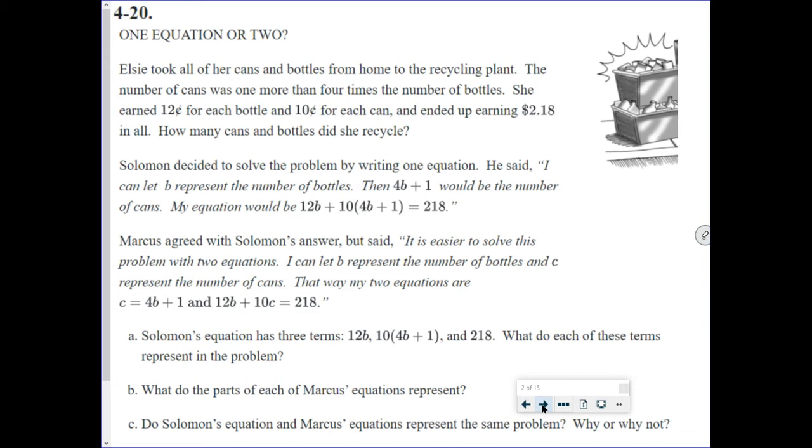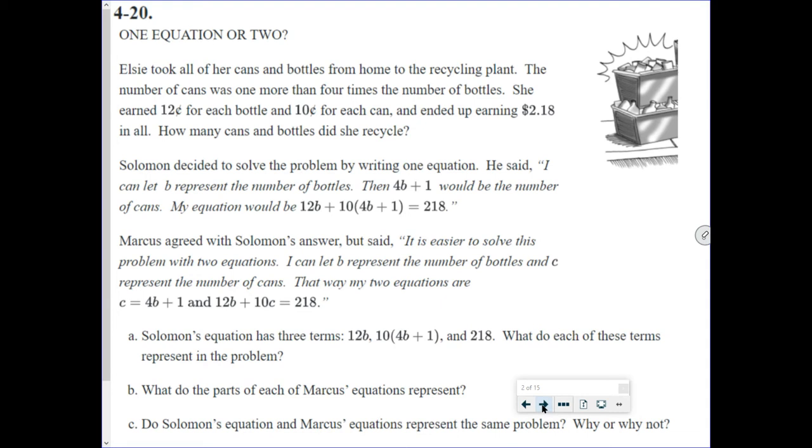First of all, you don't get 10 cents per can. That's a crazy amount, or 12 cents per bottle. And getting $2.18, man, she should have saved up some more cans and bottles before going. So practicality aside, let's move on.